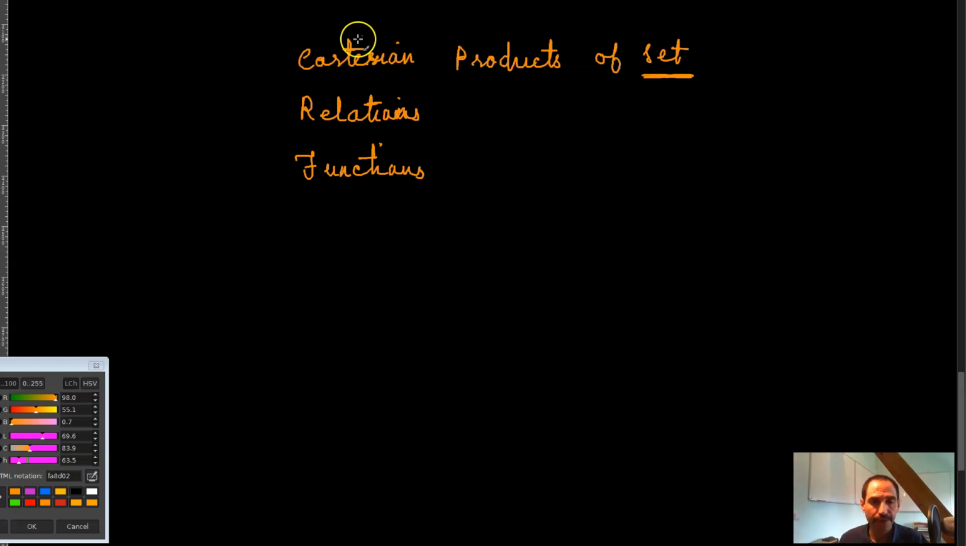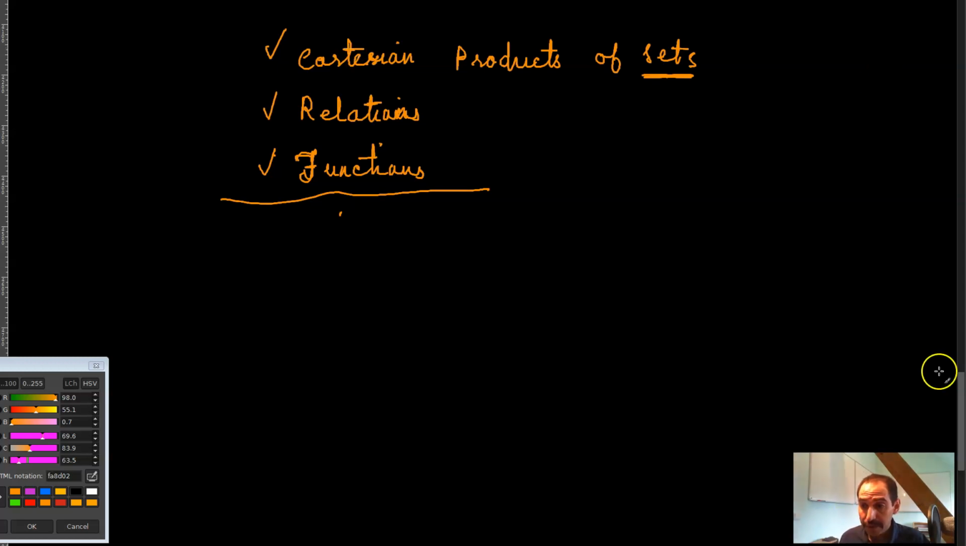So we have three concepts in this review. We have the Cartesian product of sets. Then on top of that, we build another concept called relations. And then on top of that, we build another concept called functions. Once we are here, then we will dive into the main material of this course, which is the same type of material, but we will go into it more in depth.